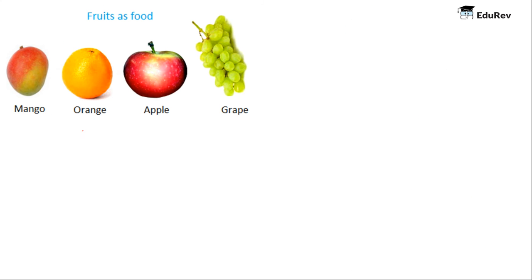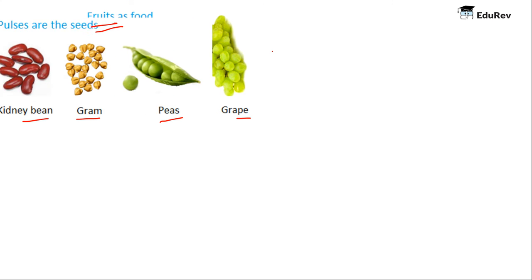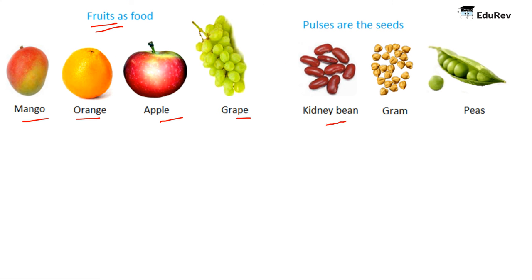Here are some more examples. We eat mango, orange, apple and grapes. These are the fruits of a plant. Also, the kidney bean or rajma you eat, the gram or chole that you eat, the peas or matar that you eat, all are the seeds of a plant. So, we consume the seeds of a plant too.